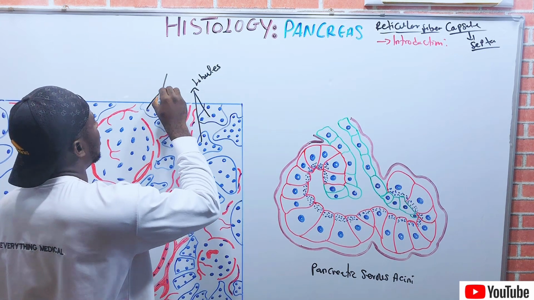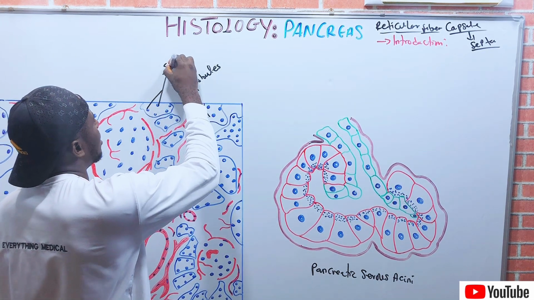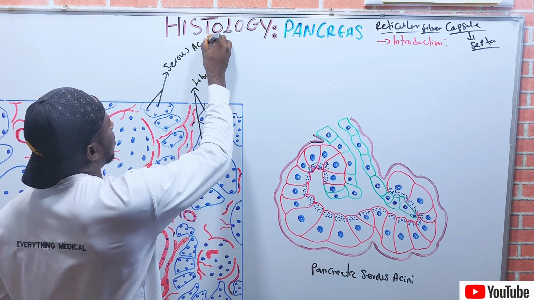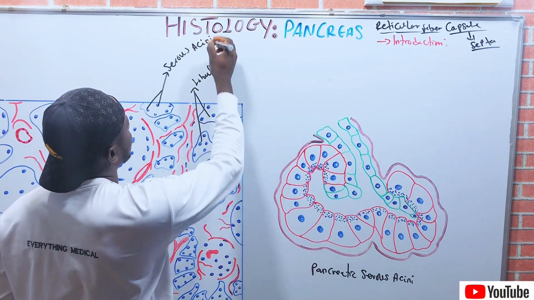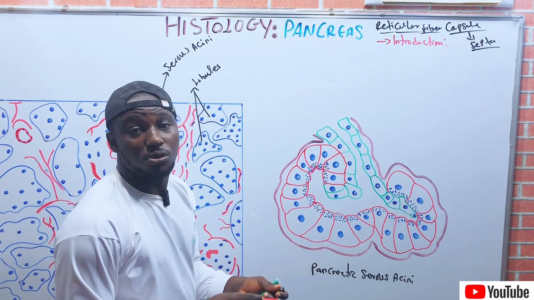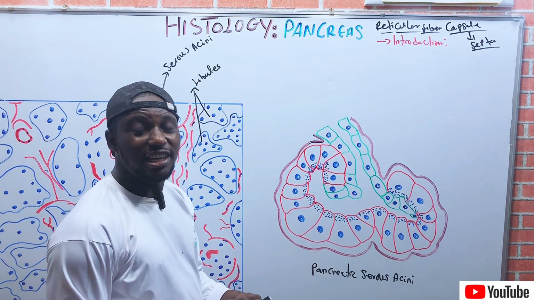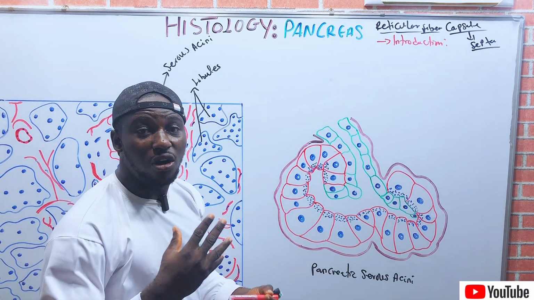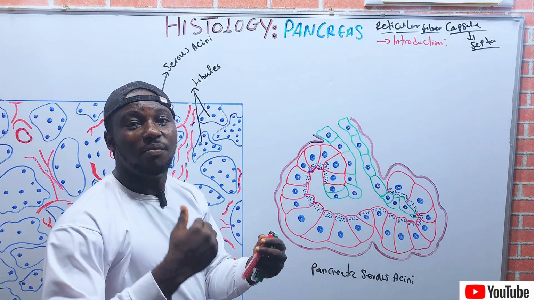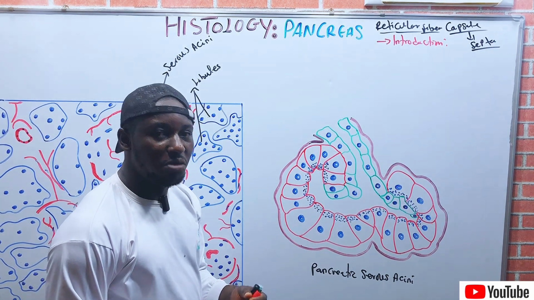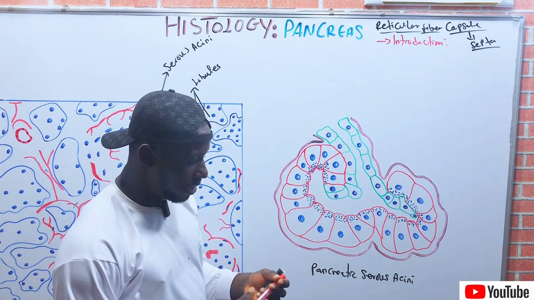These and these are serous acini. They are the serous acini, right? Okay. The next we shall be discussing is the endocrine, or let's discuss the exocrine component of the pancreas first before we discuss its endocrine component.